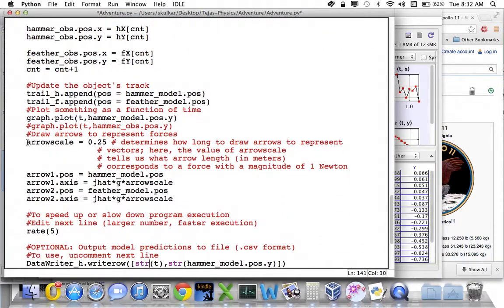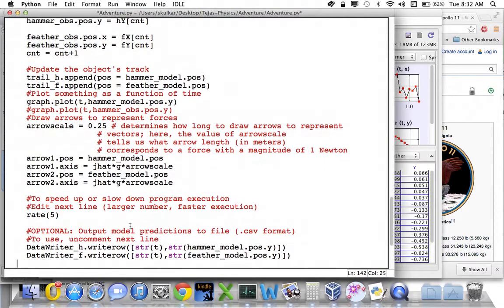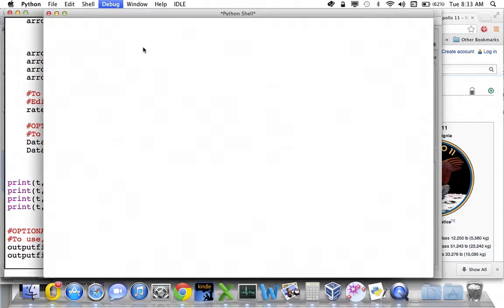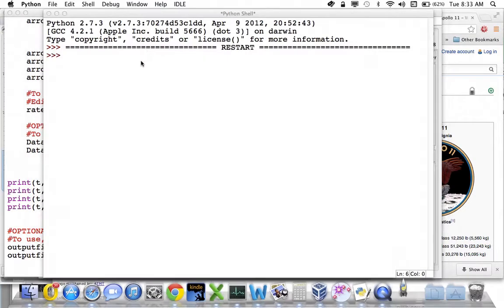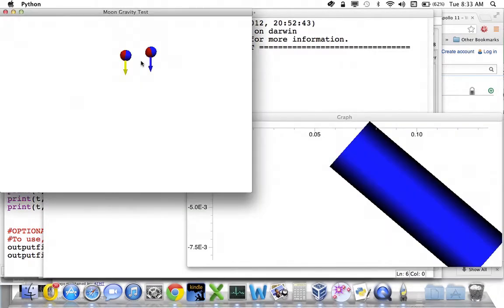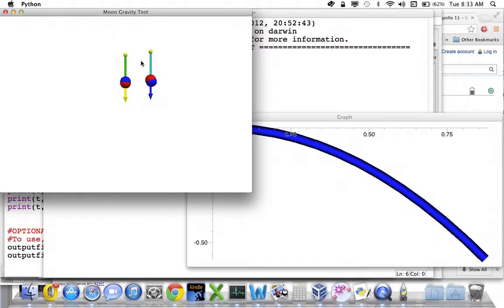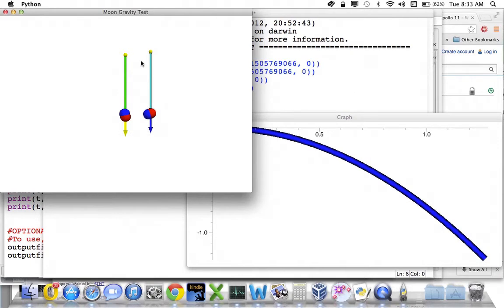The arrow scale we set is 0.25, and we wrote some files that helped us compare. Now we're going to run the module. As you see, the modeled and observed positions are very close, so that means our prediction was very close.